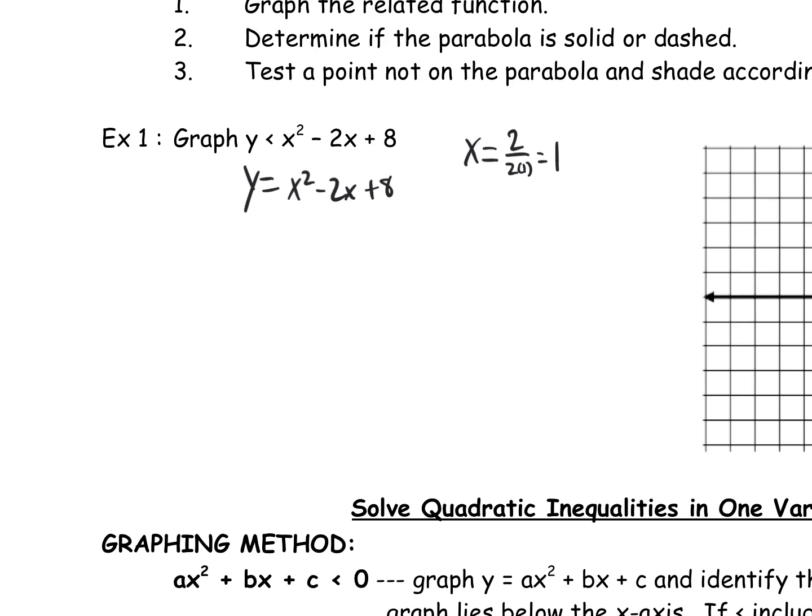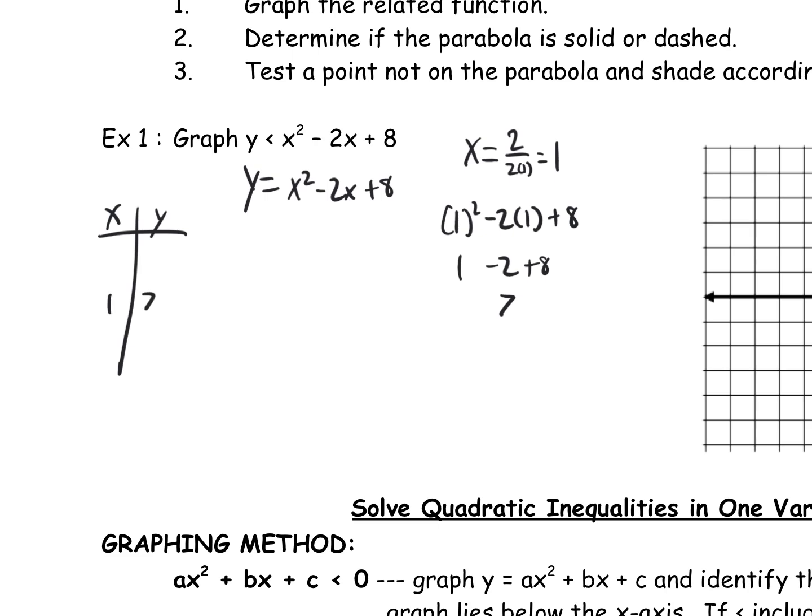So we're going to take that value, and we're going to plug that into our function for x. 1 squared minus 2 times 1 plus 8. So that's 1 minus 2 plus 8. 1 minus 2 is negative 1. Negative 1 plus 8 is 7. So we have a vertex. We can plug into our table at 1, 7.